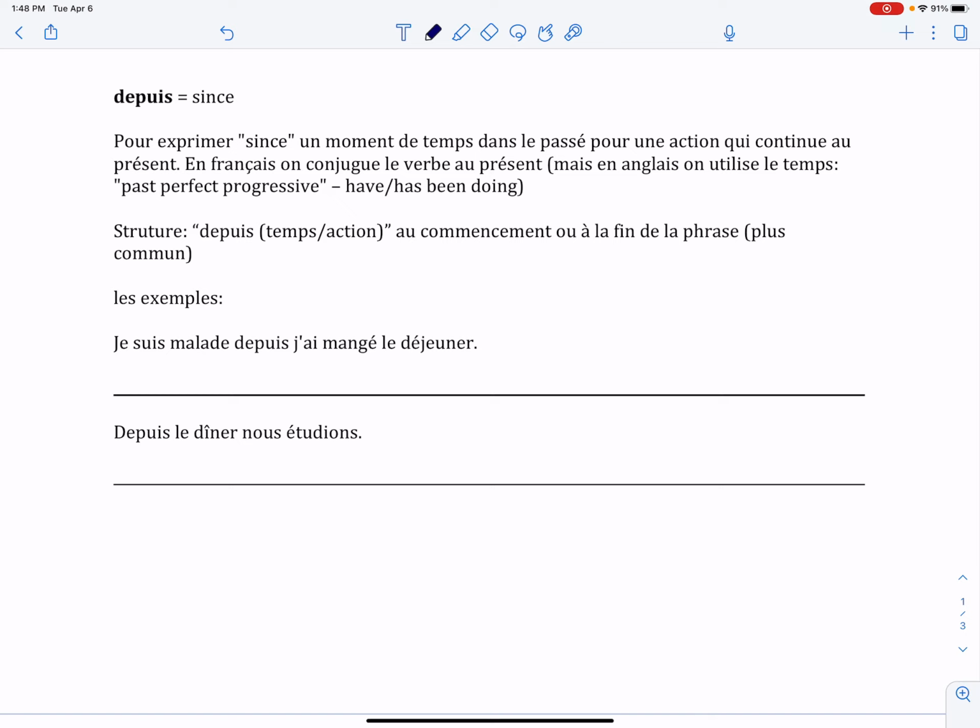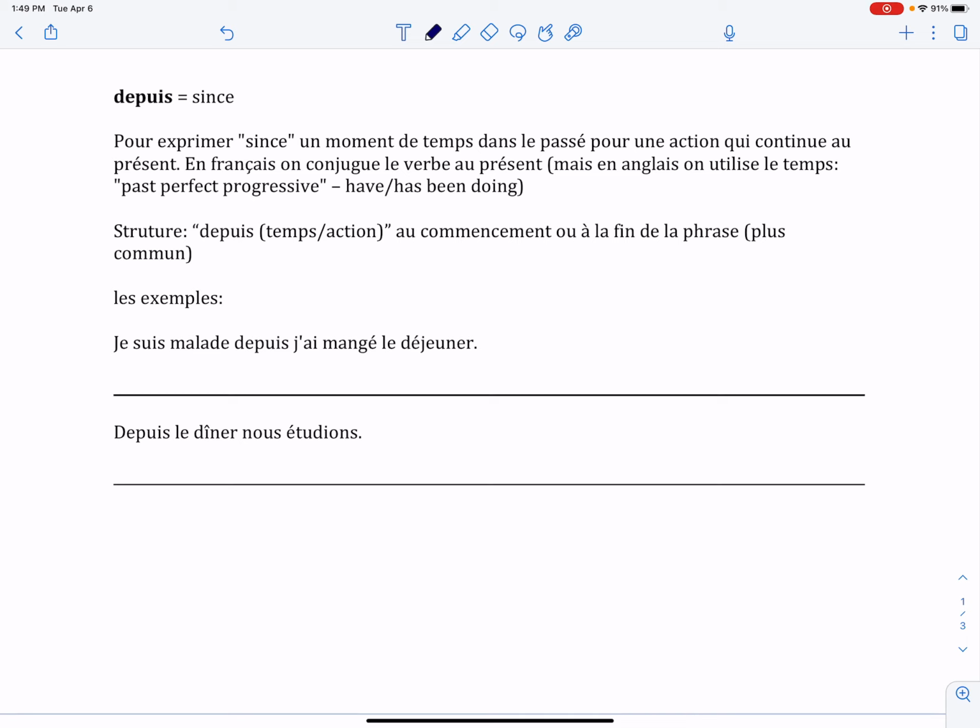So this is really similar to the first one, for. Since we're expressing since a moment of time in the past, for an action that continues to the present. In French, we're conjugating the verb in the present tense, but in English, we'll use the past perfect progressive, have or has been doing. For the structure, you're going to put depuis, temps, ou action. So you can express this as since a time, like since last year, or since an action, since something happened.